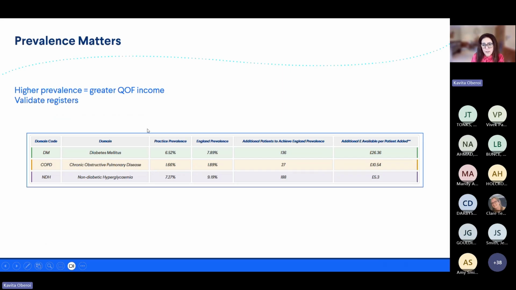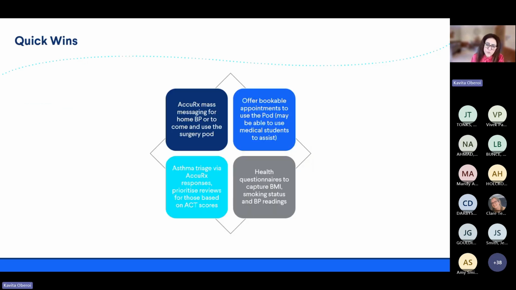Okay, so just to go back, prevalence matters. I know this value isn't as high as it used to be years ago, but we used to talk a lot about prevalence, and it's certainly worth looking at. So when you've done your analysis, and this info has come from insight from practices, you can look at where your quick wins are, and look at those indicators that have been prioritised.